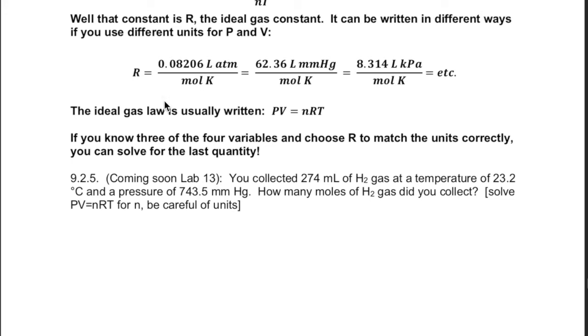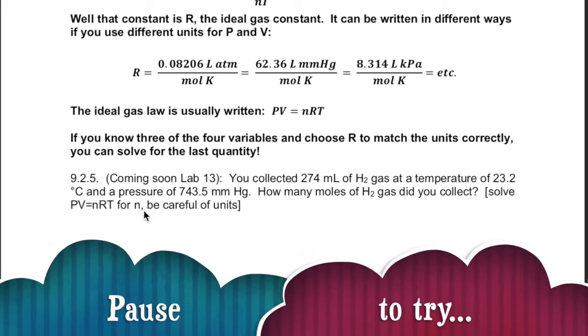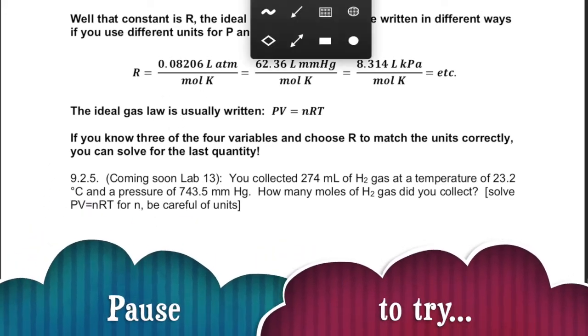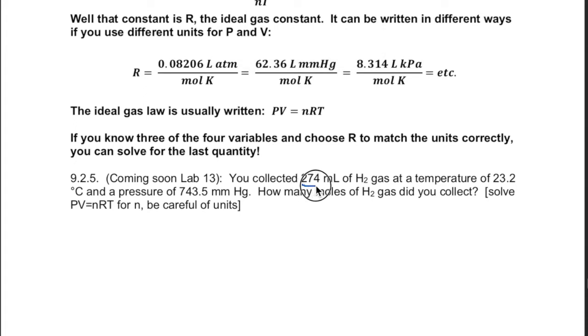So let's take a look at how this is done. We'll try a problem here. So we have a certain volume of hydrogen gas, and the temperature, we know the temperature.